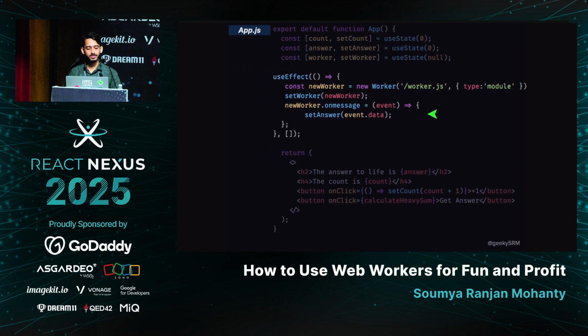Here also we have an onMessage function, which basically listens to the messages sent by the web worker. Whenever the web worker sends us the sum, remember, we have a postMessage, it sends us the sum. Whenever we get that, we simply use setAnswer to keep it in the answer state variable.